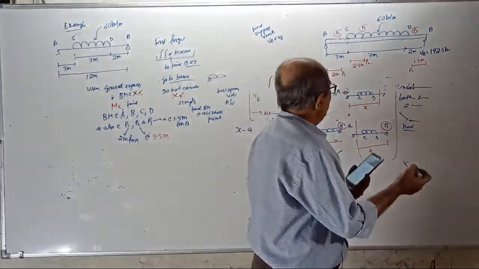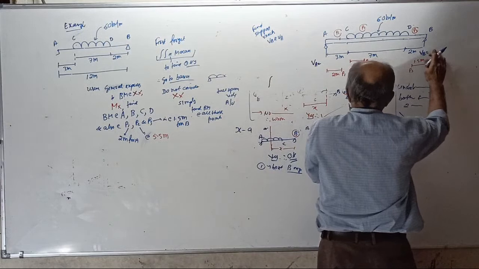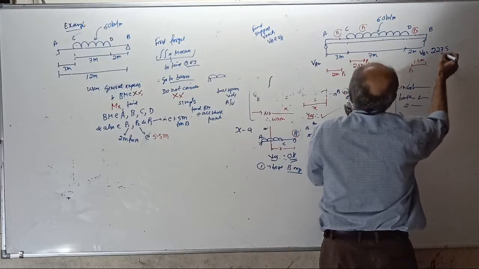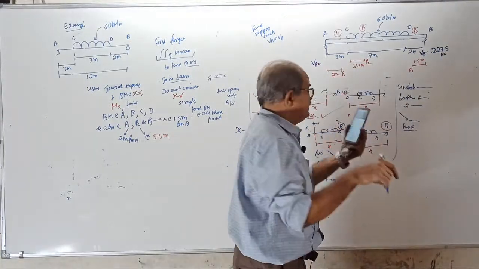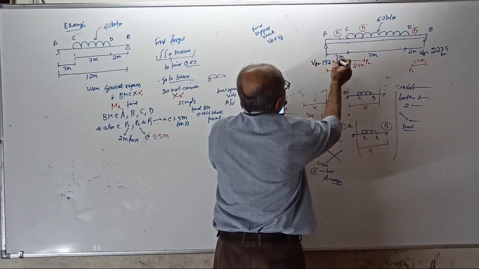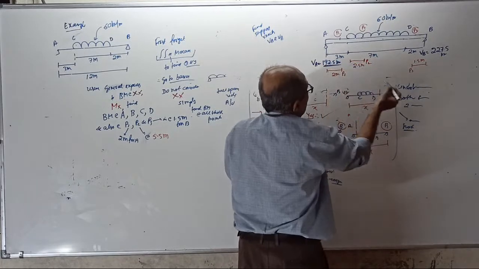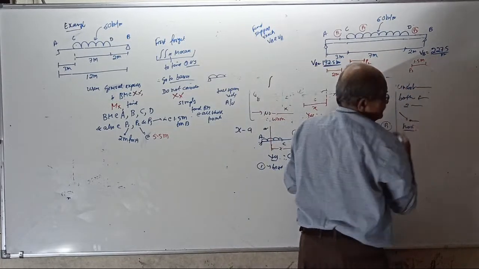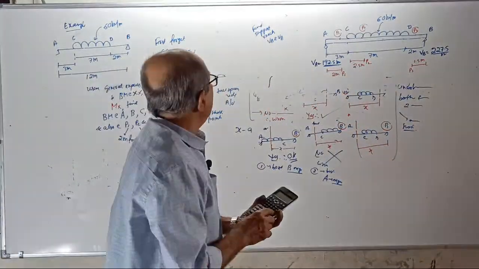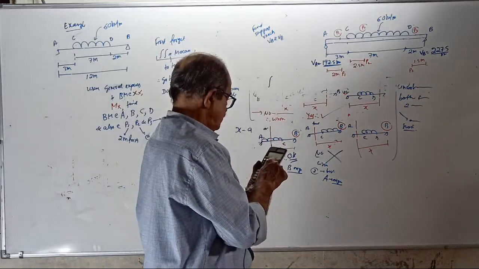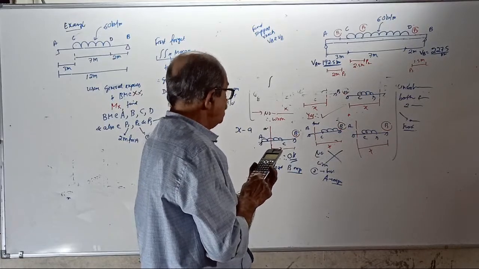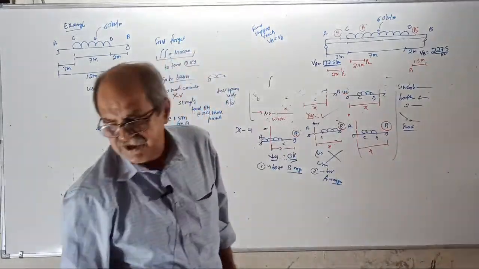When I ask VB, you should tell the VB value. VB is 227.5 kilonewton. I got that much common sense. VA is 192.5 kilonewton. Anybody, if the reaction is not clear, better not attend any of my class. You cannot come to my class if you cannot find reaction. Anyway, not that I don't believe you. 227.5 and 192.5. Now see correctly.